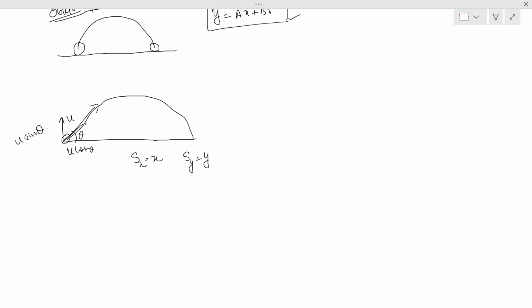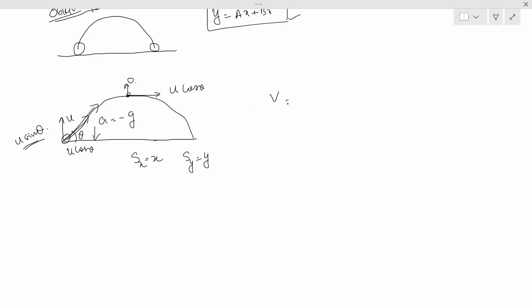It is moving up, the gravity is downward, so acceleration is minus g, remember this. At the highest point, the y component of velocity becomes 0 because the velocity slowly decreases. This u sin theta becomes 0 at the highest point, but the x component will be the same, u cos theta. How this 0 and u cos theta have come, let us prove this.